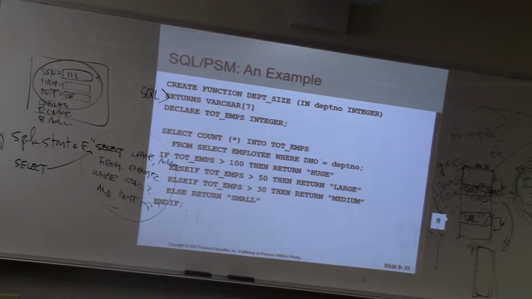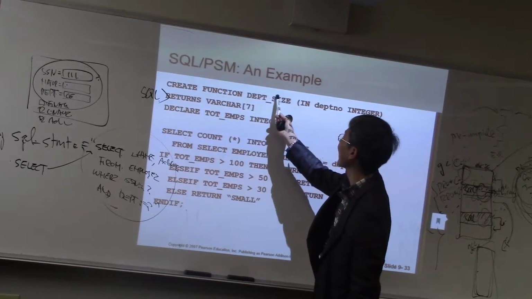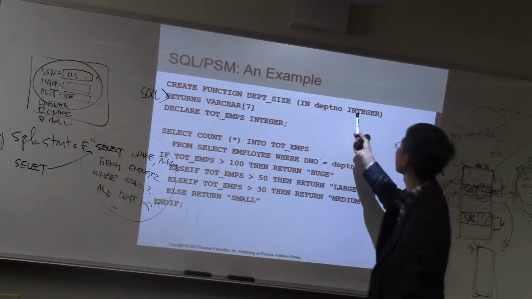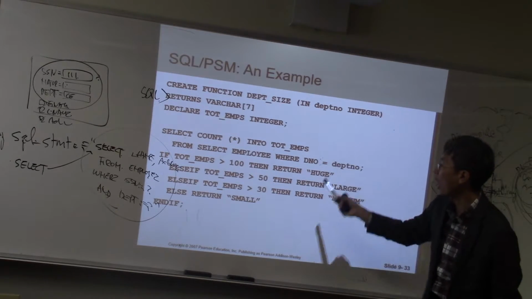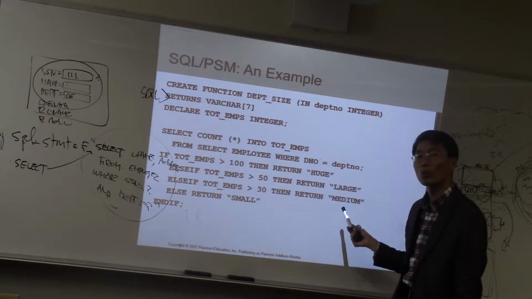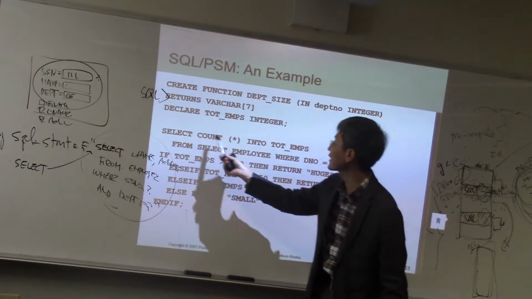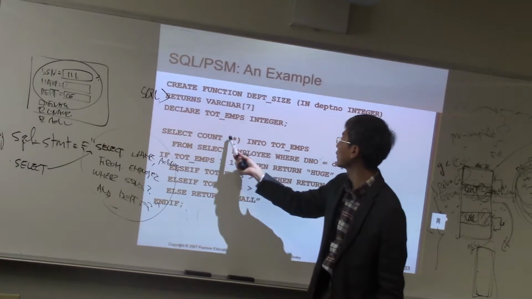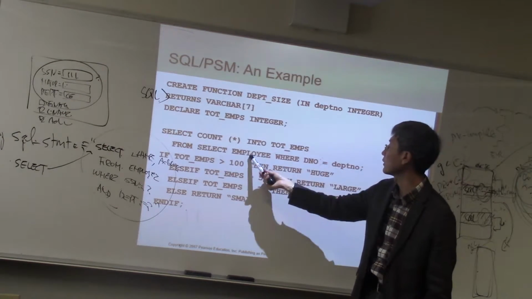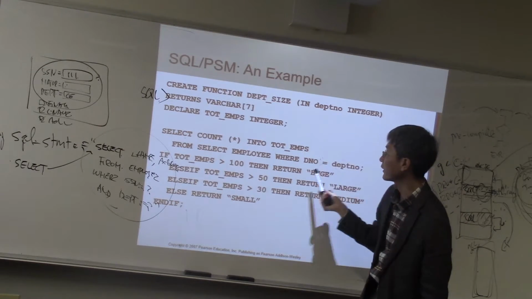So this is an example of a function. You can see it's a department size function. So the input is what? Department number. The output is whether this is a huge, large, or medium department size. How can we implement it? We can select the number of employees from the department, given the input department, then check.